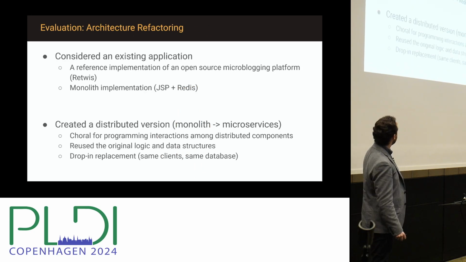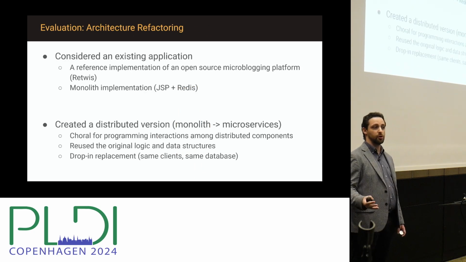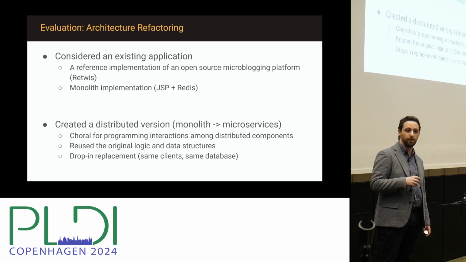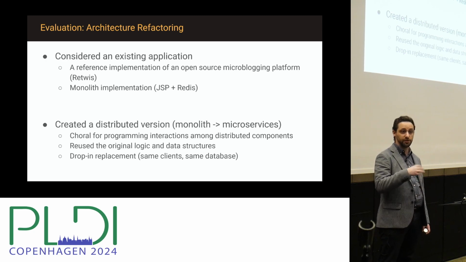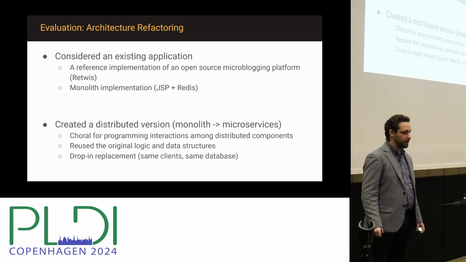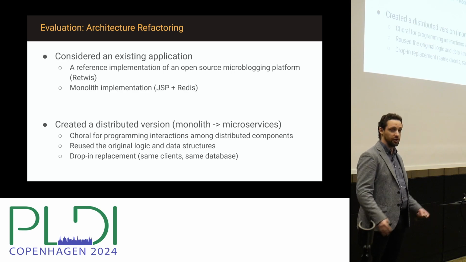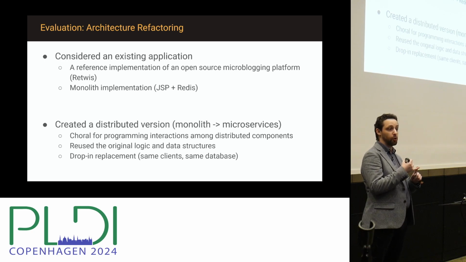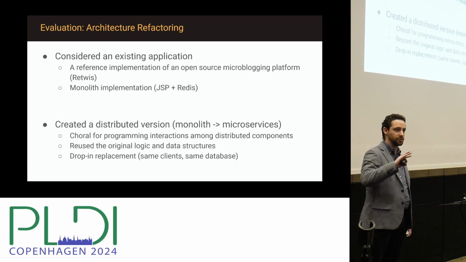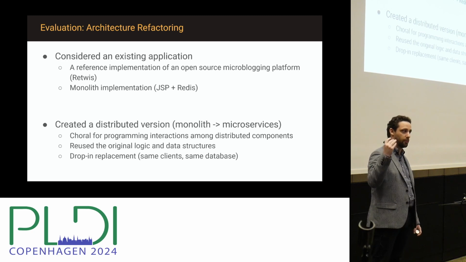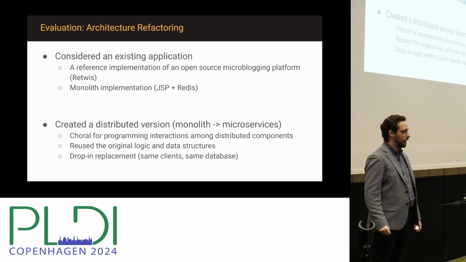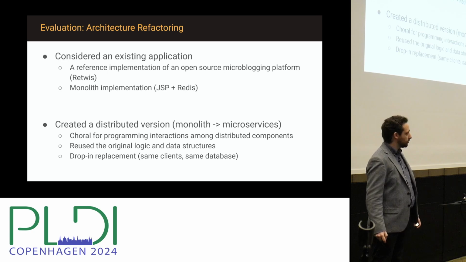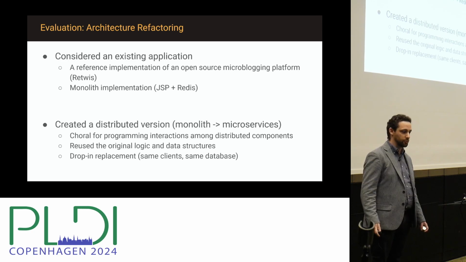We also made another evaluation doing an architectural refactoring. We started from an existing application, an open source microblogging platform based on Java service pages and Redis. And we wanted to create a distributed version, essentially moving from a monolith implementation to a microservice. We use Choral for programming the interaction. Everything else, logic, data structure, etc., we lifted from the existing Java code. And what we gained was essentially a drop-in replacement. It was not so complicated to get to a distributed implementation.